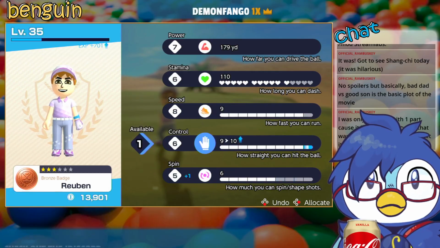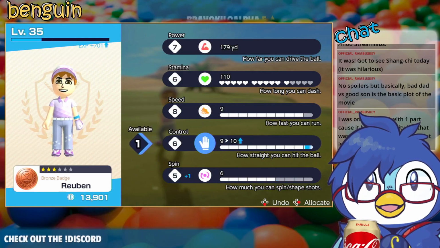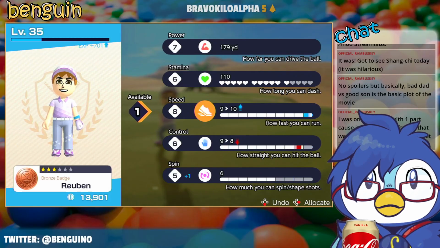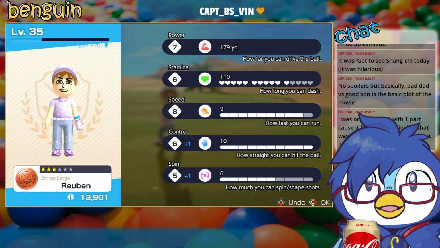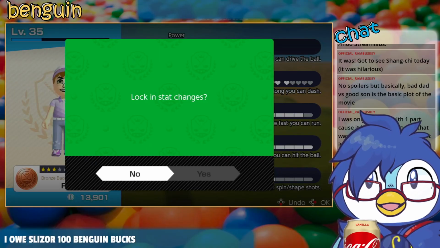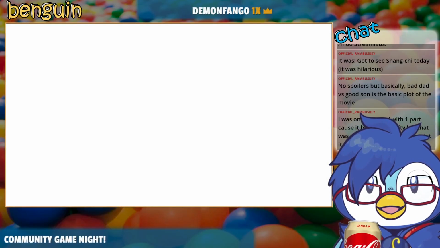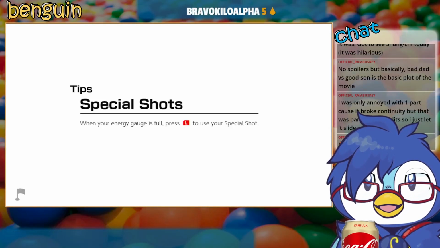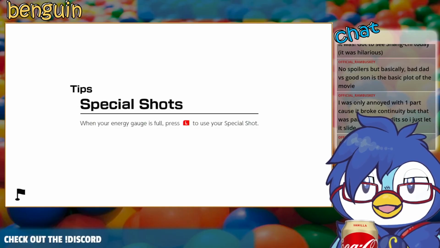I'm confused about these stat things. It's saying I can upgrade it to 10, but if I don't, it goes down to 8. That's so confusing. But okay, whatever. I'm not quite sure how these stat changes work, but whatever.